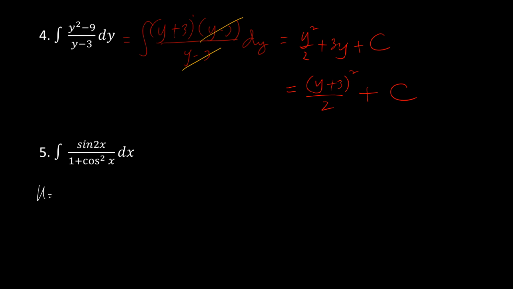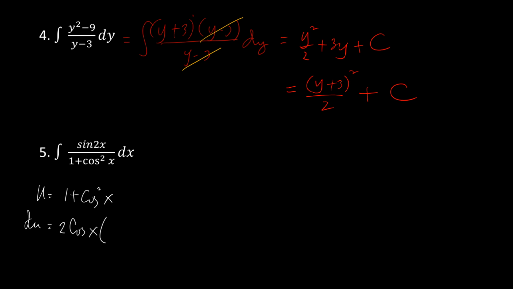Let u be equal to 1 plus cosine squared x. We get the differential du. Differential of 1 is 0. The differential of cosine squared x is, we apply the power formula to cosine squared. It becomes 2 cosine x. Now, subtracting 1 from 2, it becomes 1.